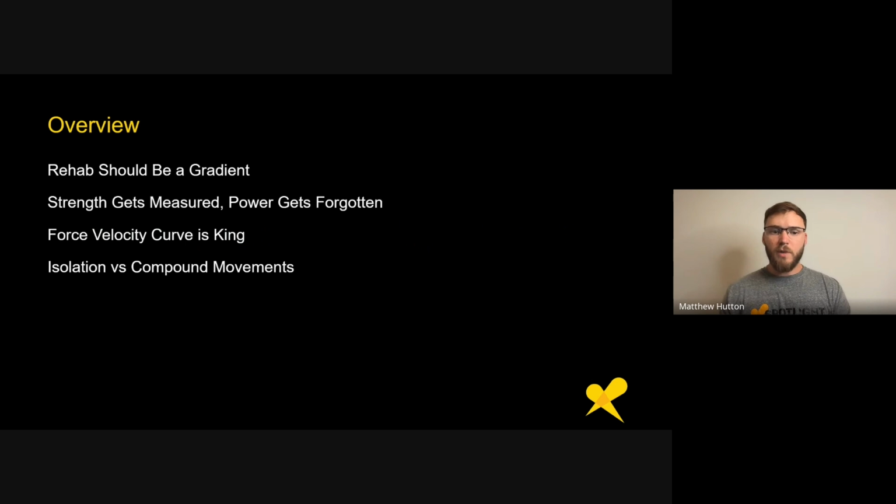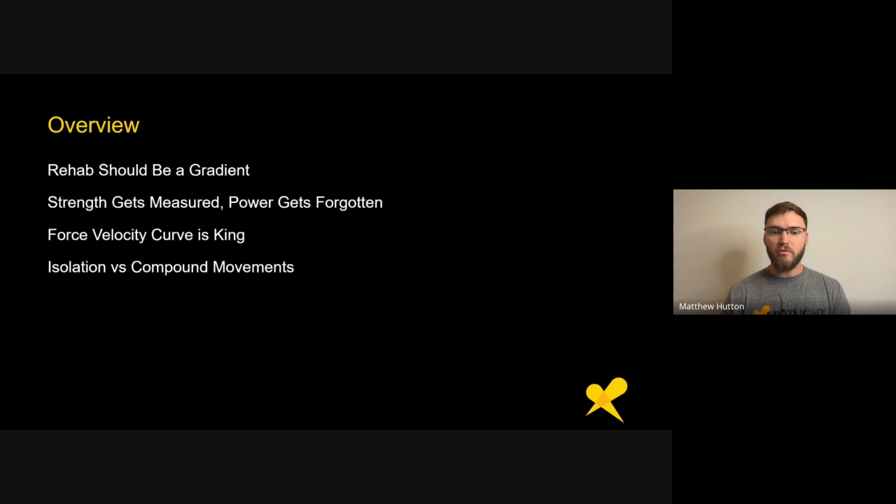Give the overview. This is my 2 cents. The rehab should be a lot like a gradient. It should be smooth from start to finish. It shouldn't be any big peaks or valleys. It shouldn't be any massive jumps. Nothing introduced should be drastically different from what has already been previously established.